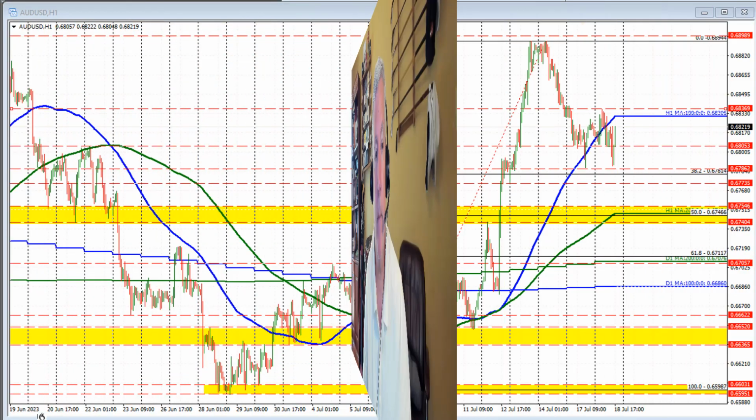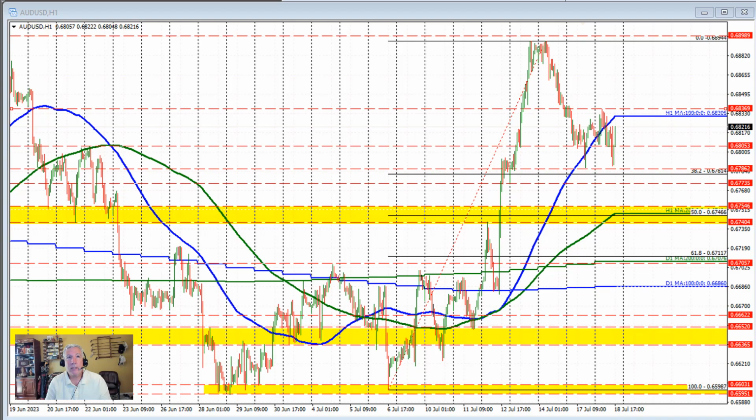This is a Forex Quick Look. I'm going to take a look at the Aussie versus US dollar. Today's date is July 18, 2023. We are seeing up and down price action in the US dollar in the New York session here today.